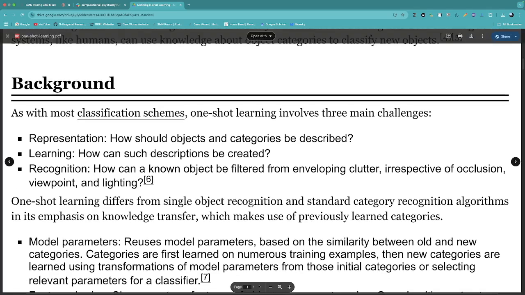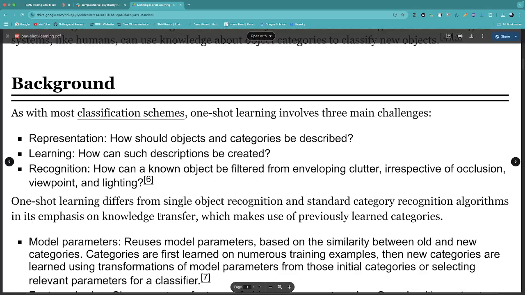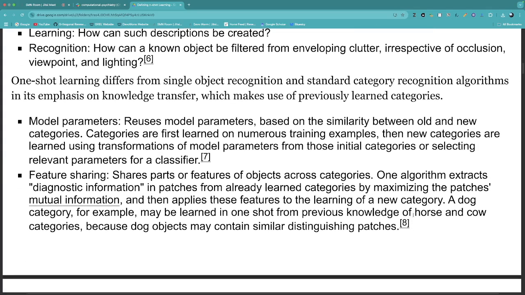One-shot learning differs from single object recognition and standard category recognition algorithms in its emphasis on knowledge transfer, or transfer of learning, which makes use of previously learned categories. All right, so again, there are different things like thinking about the model parameters. We want to reuse model parameters. There's a similarity between old and new categories. Categories are first learned on numerous training examples. Then new categories are learned using transformations of model parameters. Those initial categories, we're selecting relevant parameters for a classifier.